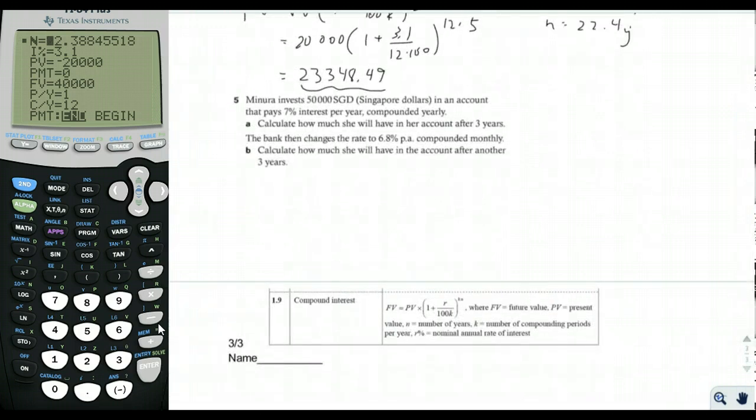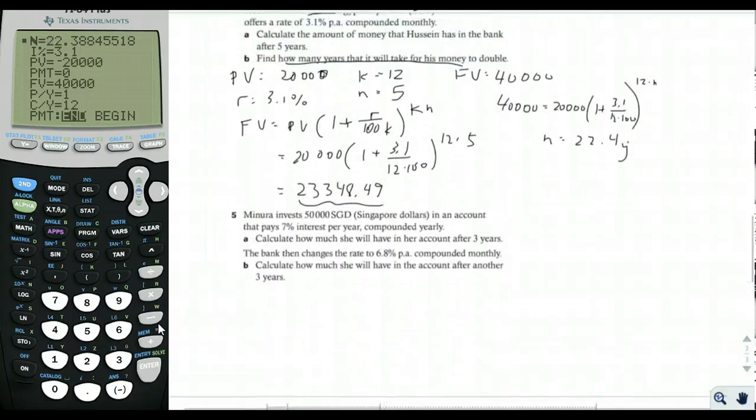All right. Number 5. Minura invests 50,000 SGD in an account that pays 7% interest per year, compounded yearly. Calculate how much she will have in her account after 3 years. So the present value is 50,000. When you put it in the calculator, maybe you put negative 50,000. In an account that pays 7% per year, so interest is equal to 7%. Compounded yearly means k equals 1. After 3 years, so n equals 3.